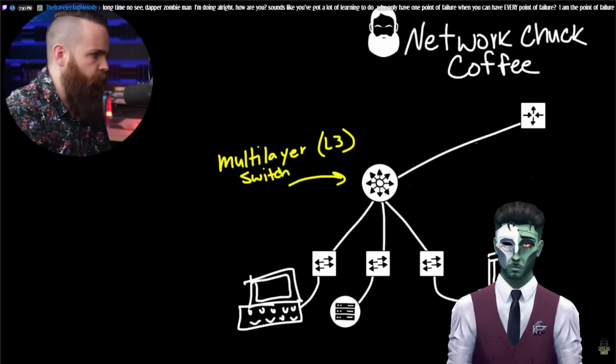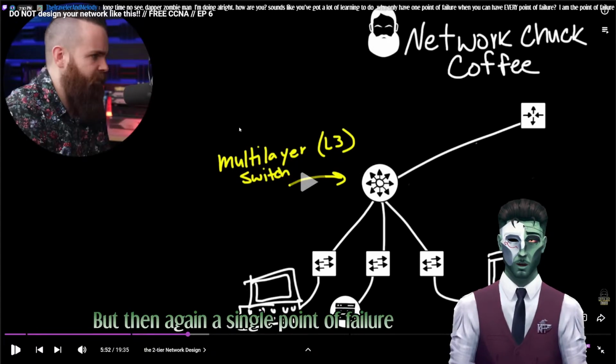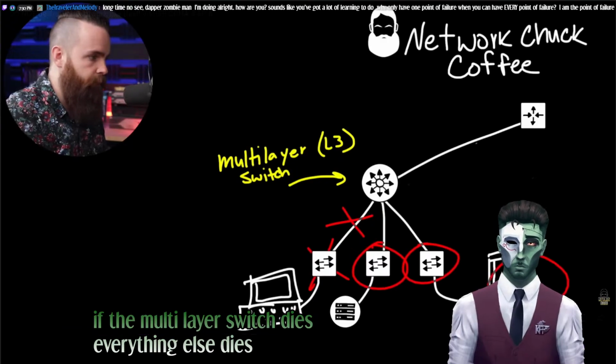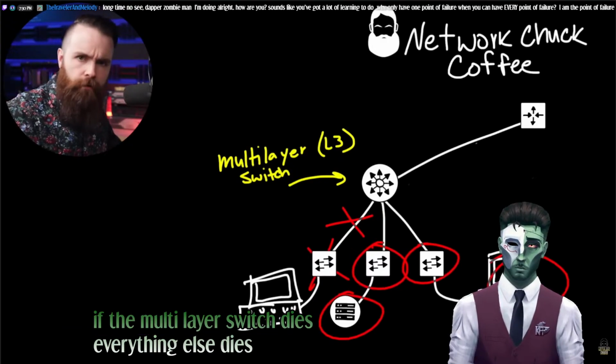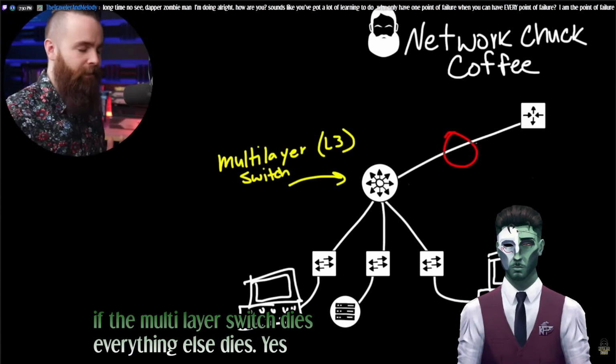It's really beautiful. But then again, a single point of failure. If the multi-layer switch dies, everything else dies. If an access switch goes down, then these two are still up. This computer's still up. This server's still up. It's better, right? And I'm sure you're thinking, well, Chuck, we still have this right here, this point of failure. Yeah, we'll get to that.